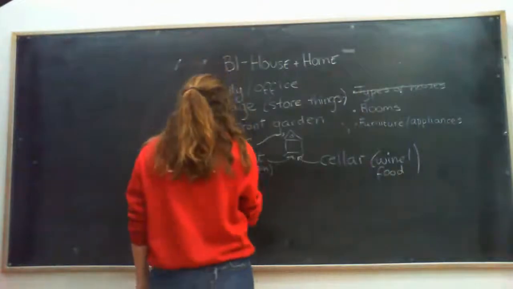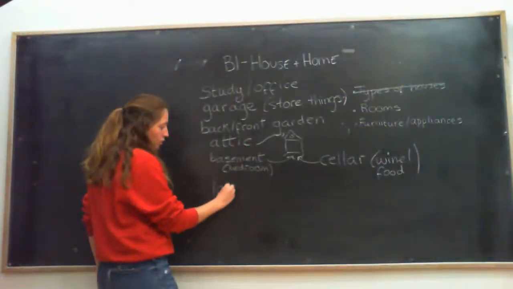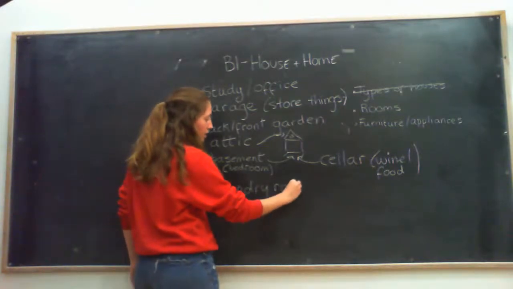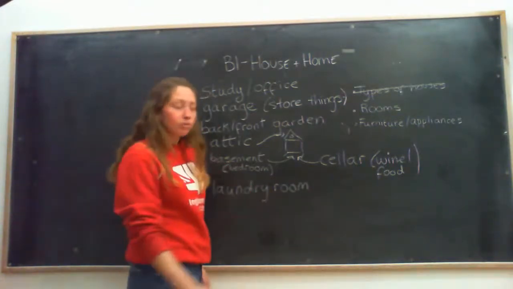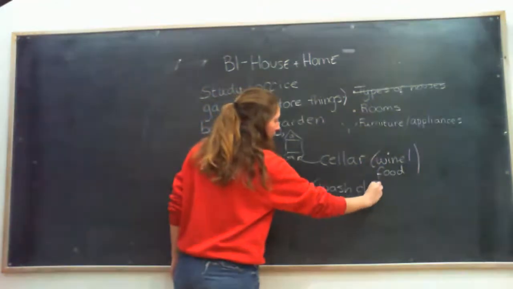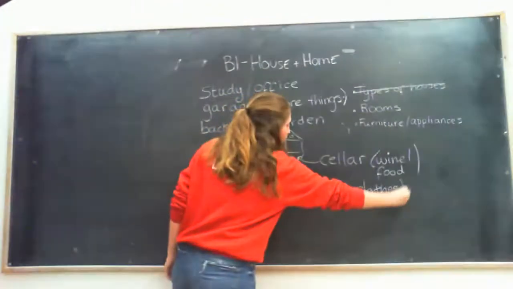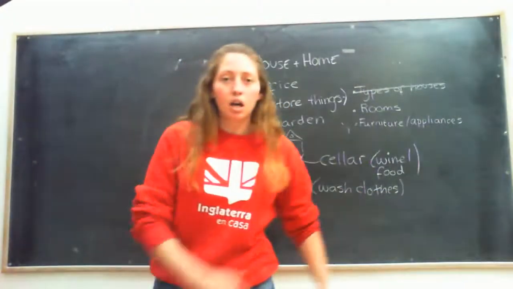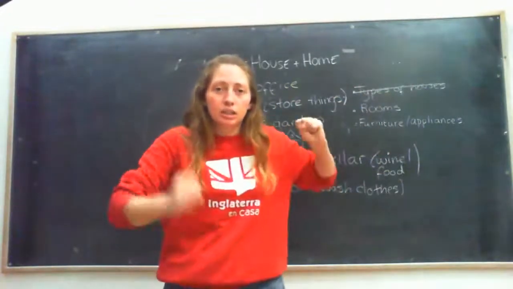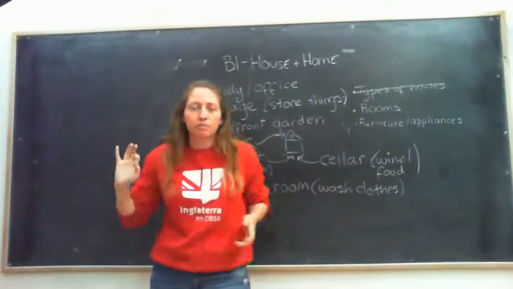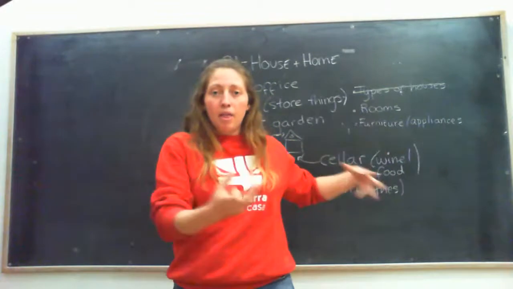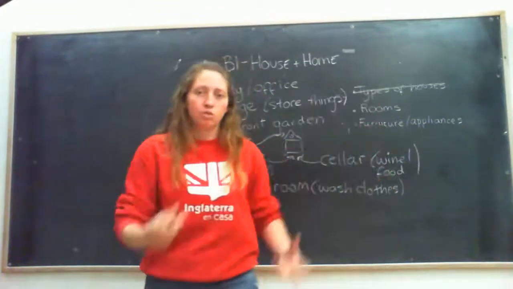Okay, we also have a laundry room. A laundry room is where I wash my clothes. Again, not all houses have a laundry room. It's where you go, you have your washing machine, and you put your clothes in the washing machine, you wash them, you leave, and that's a laundry room. Sometimes people just have it in the kitchen, but there are some houses that have a separate laundry room.